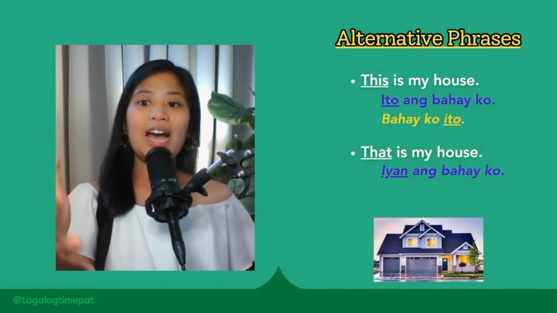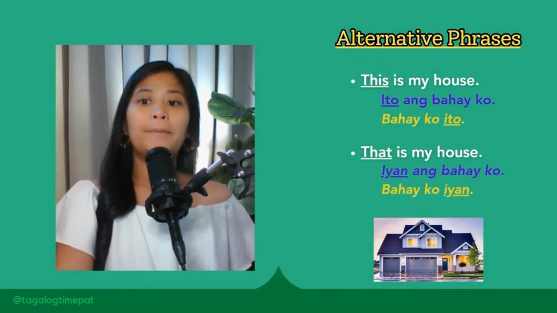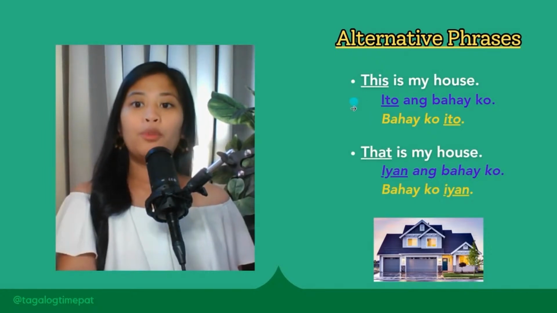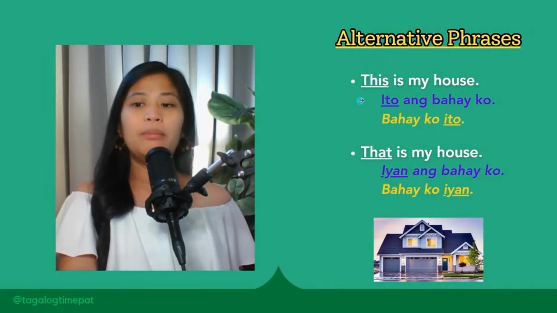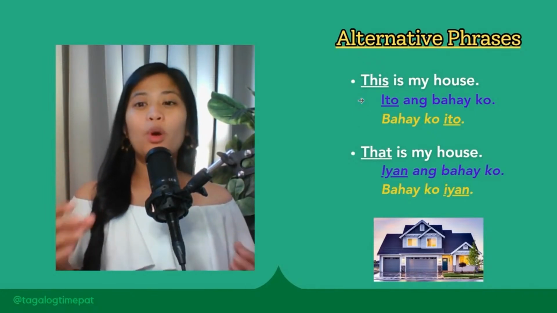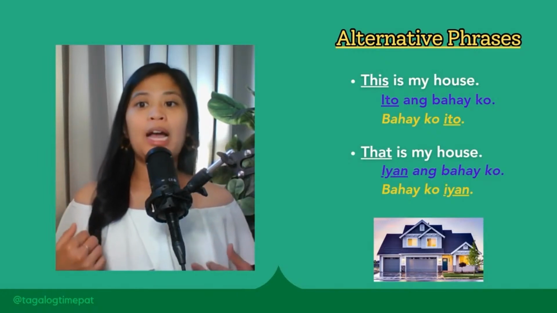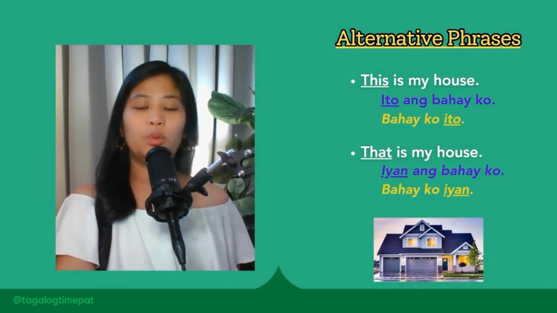Same with that is my house. We learned iyan ang bahay ko. But you could also hear bahay ko yan. Bahay ko iyan. Both forms of these phrases are correct. There's not one wrong way to say it. Ito ang bahay ko might be a little bit formal, but it's said just as much as bahay ko ito. Okay, so these are the two ways you might hear the demonstrative pronoun being used with a noun.